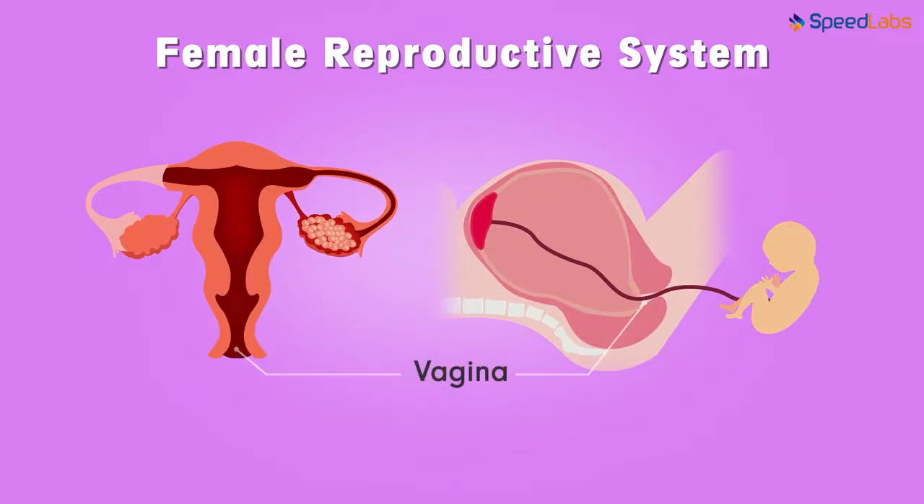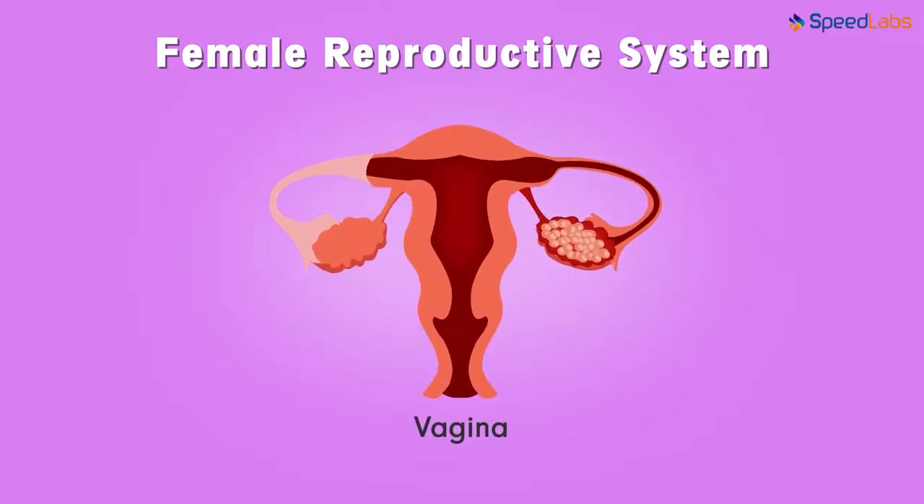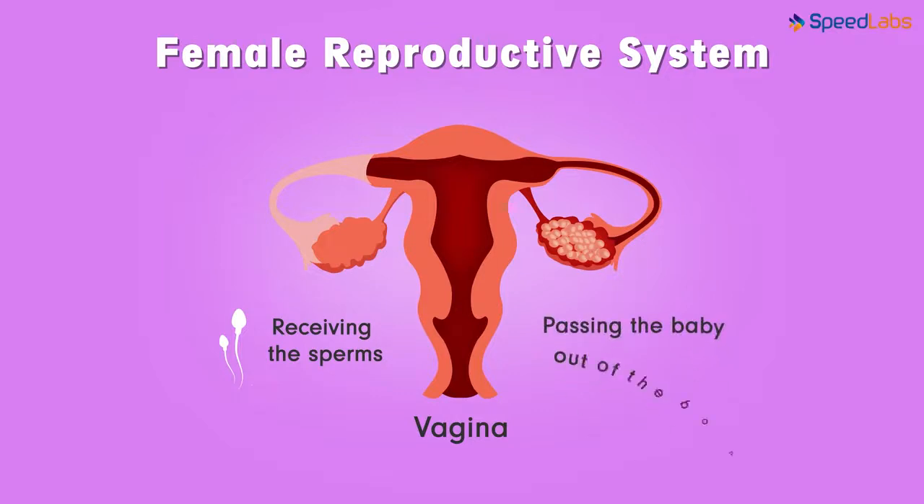Do we know what the vagina is? It is basically a small passage that opens to the exterior. It is the site where sperms are received in the female's body. On the other hand, the same passage is used for passing the baby out of the body during childbirth.